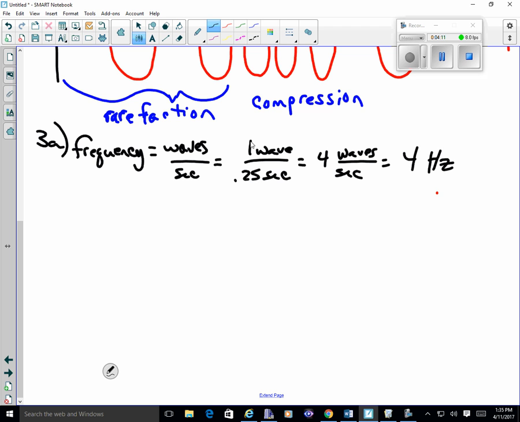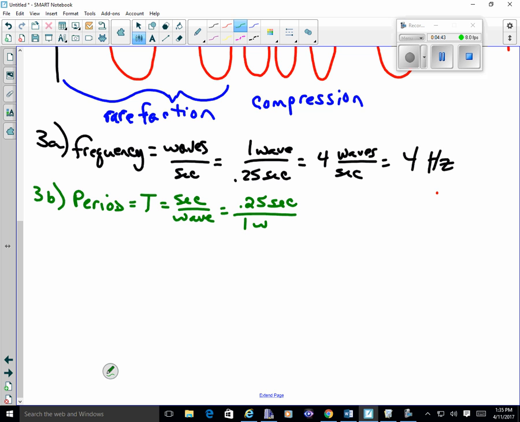We also have 3B there. 3B says, what's the period of that wave? Well, if you remember from the chapters before, when we were doing circular motion, period is a great big T. It stands for time, but it's not waves per second, it's seconds per wave. And the problem actually gives that to you, because it says that it takes 0.25 seconds for one wave to pass, so your answer is simply 0.25 seconds. And there's no special unit for that except for seconds.